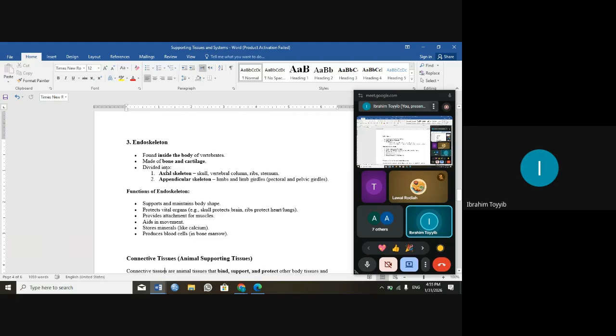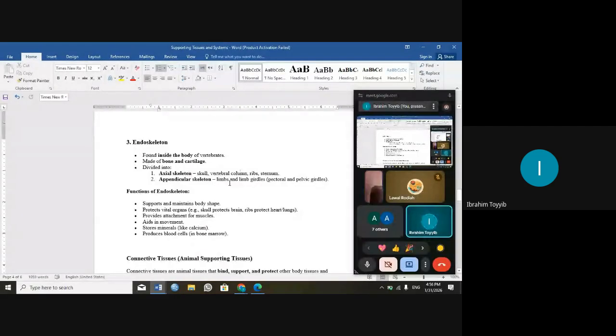So endoskeleton is divided into two. We have the axial skeleton and the appendicular skeleton. The axial skeleton is made up of the skull. Another name for the skull, you might see it in the options, is the cranium. It's the bone of our head that encloses the brain. Then the vertebral column, that's the spinal cord, ribs, and sternum. The ribs cover the chest region, protecting organs like the heart. Then the sternum is the breastbone.